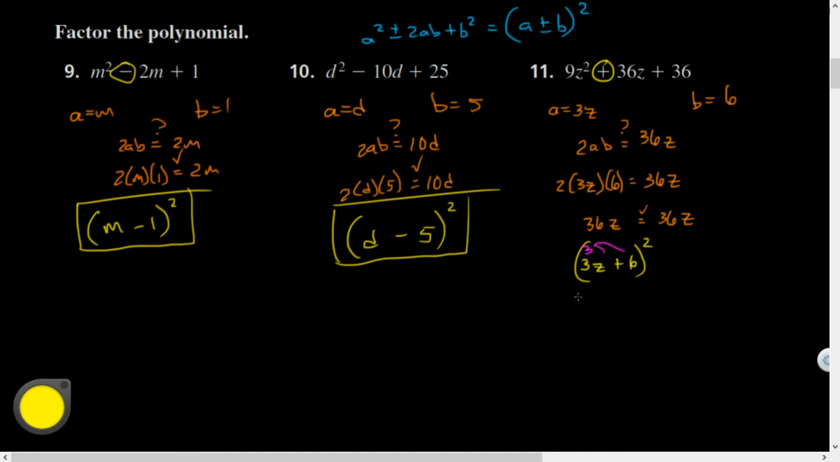So let's say I've got 3 times, and I'm going to use the square brackets. I was going to avoid it, but whatever. 3 times what is 3z? Well, that would have been z. And 3 times what is 6?